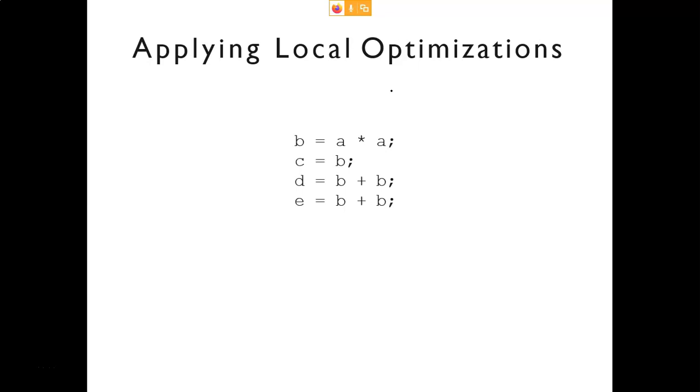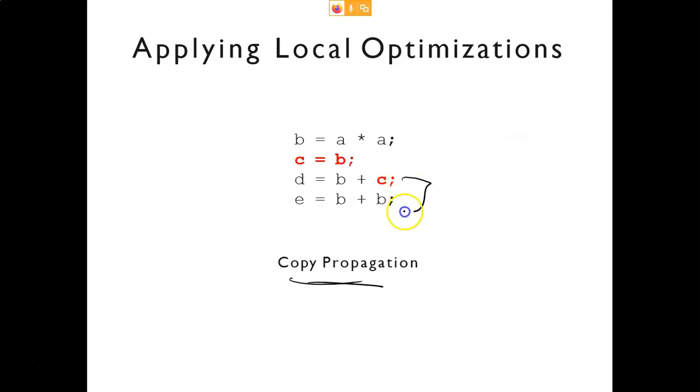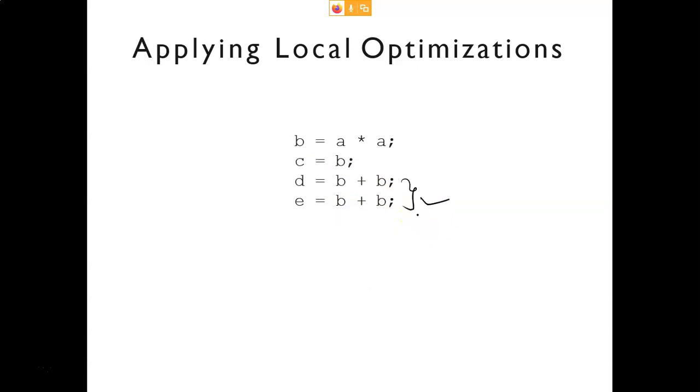This is why we do the copy propagation, because after this copy propagation, now we can do the common sub expression elimination. Here in these two statements you cannot do the common sub expression elimination, because here you have B plus C, here you have B plus B. But once we apply the copy propagation, we will get this basic block, and now we can apply the common sub expression elimination.